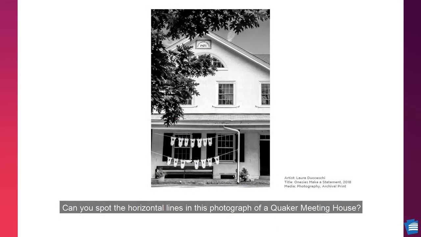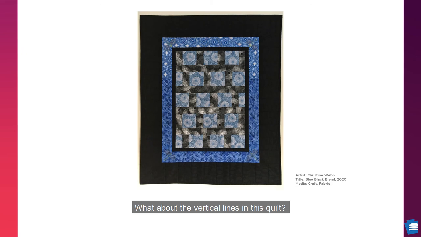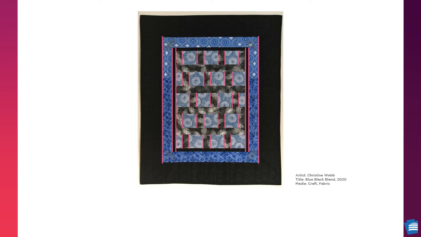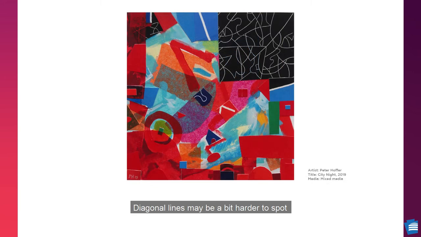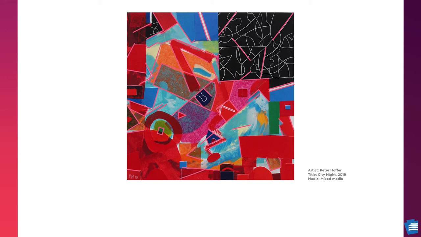Can you spot the horizontal lines in this photograph of a Quaker meeting house? What about the vertical lines in this quilt? The artist's choice of bold fabrics may help you spot the vertical lines. Diagonal lines may be a bit harder to spot, but try finding a few in this abstract painting of a city at night.